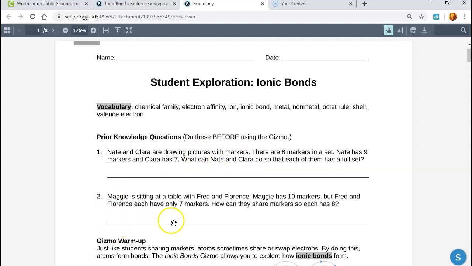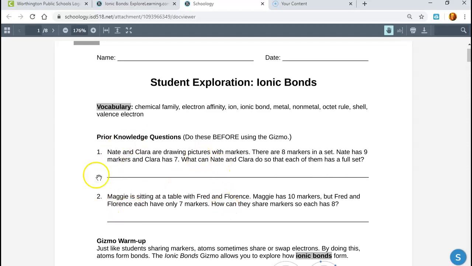Question 2, similar. We've got Maggie with Fred and Florence. Maggie has 10 markers, but Fred and Florence each only have 7. How can they share markers so each has 8? Well, Maggie has 2 extra markers. So she could give 1 of her extras to Fred and another 1 of her extras to Florence, and then everybody would be happy that way.